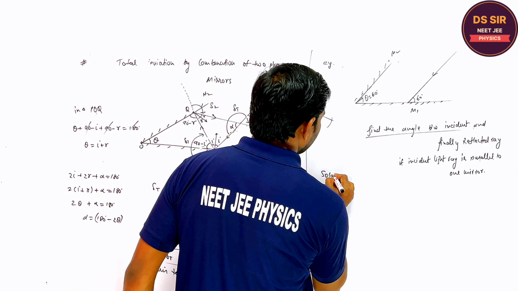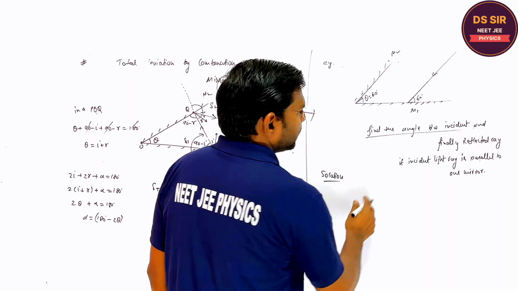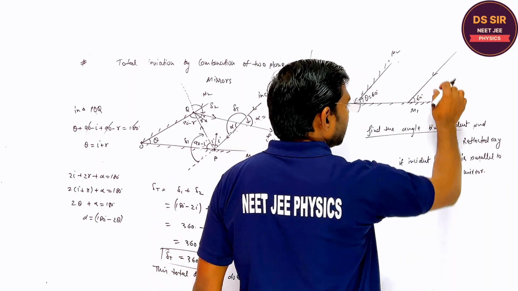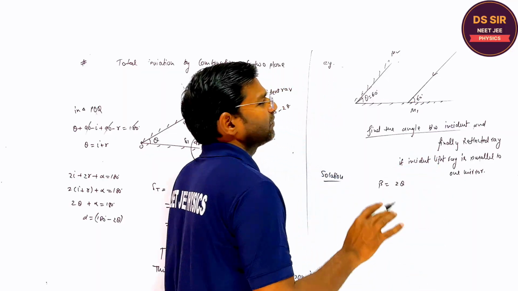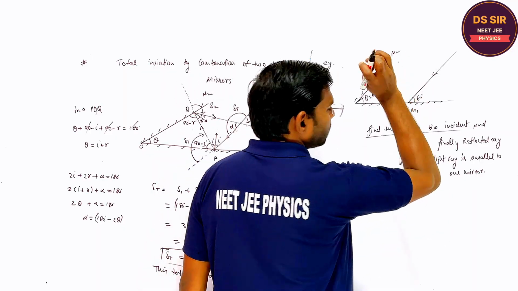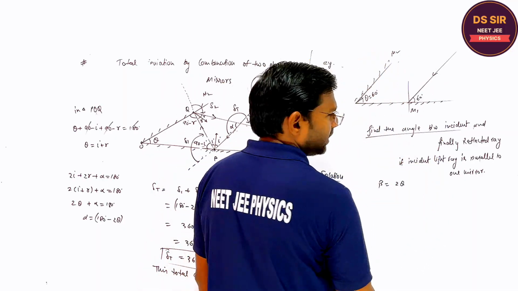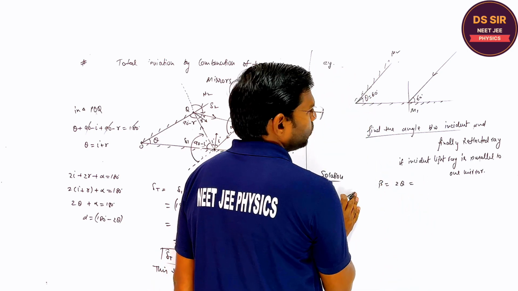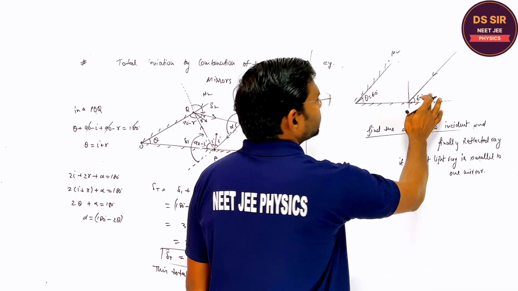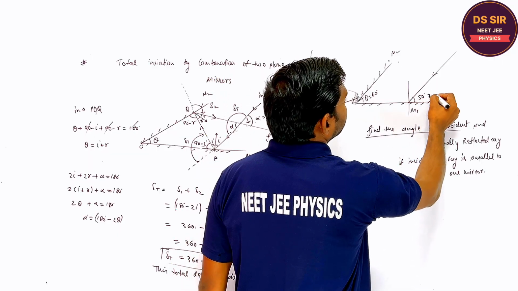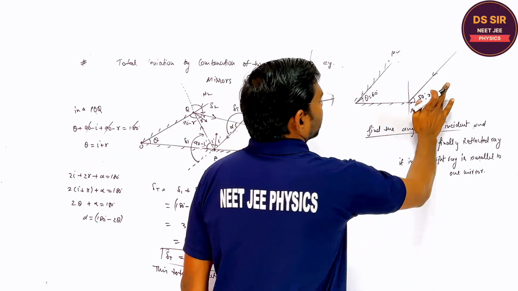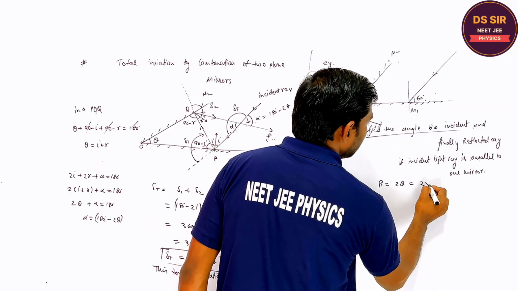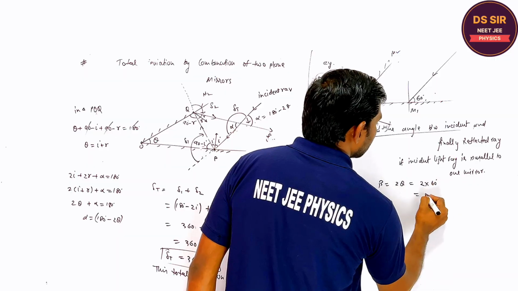So although we have the formula, beta is equal to 2 theta. The angle between the incident and the final reflected ray does not depend upon the angle of incidence. Although the angle of incidence here is 30 degrees, it is 2 theta, which depends upon the angle between the two mirrors. If it is 50 degrees, 60 degrees, 30 degrees, whatever it is, the angle between the incident and final reflected ray is 2 theta. 2 into 60 degrees is equal to 120 degrees.